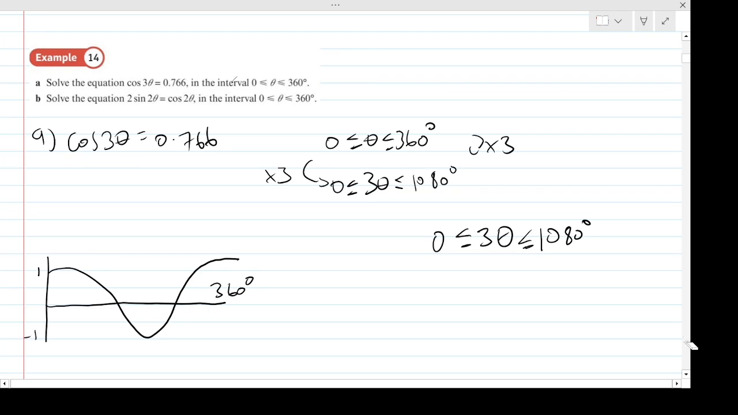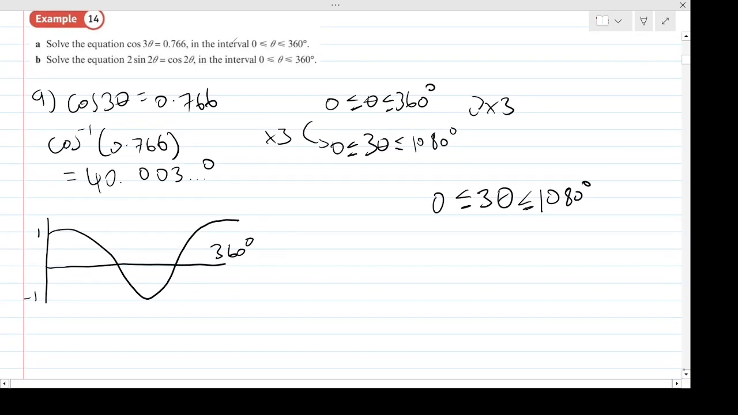Right, so we need that first solution. So we're going to do inverse cos of this answer of 0.766 to get our angle. And then if we put that in a calculator, we get 40.003 blah blah blah degrees, right? So that is again one solution.